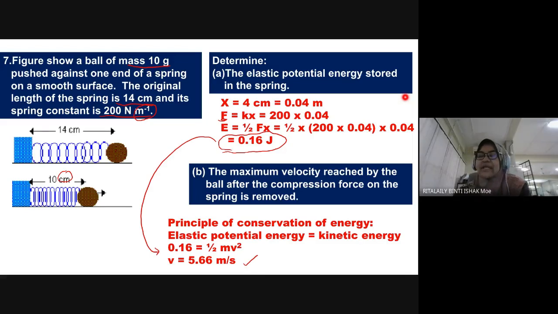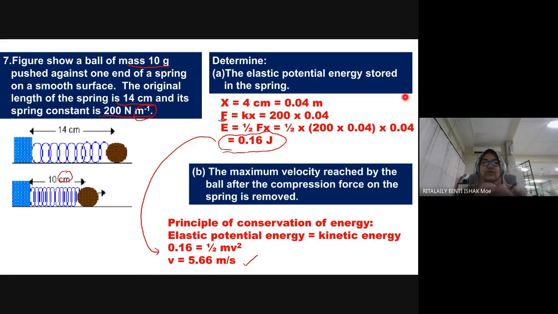What do we assume in order for us to use elastic potential energy equal to kinetic energy? There has to be a certain assumption made: no energy lost to the surrounding. So elastic potential energy equals kinetic energy if there is no energy lost to the surrounding. We need to make that assumption. Otherwise, we cannot use this formula or this concept.